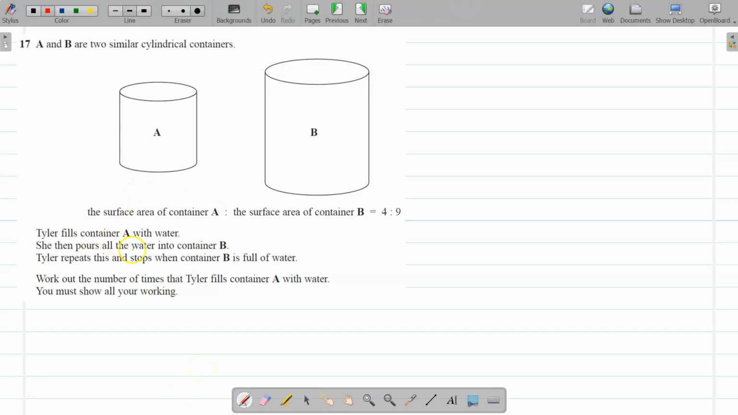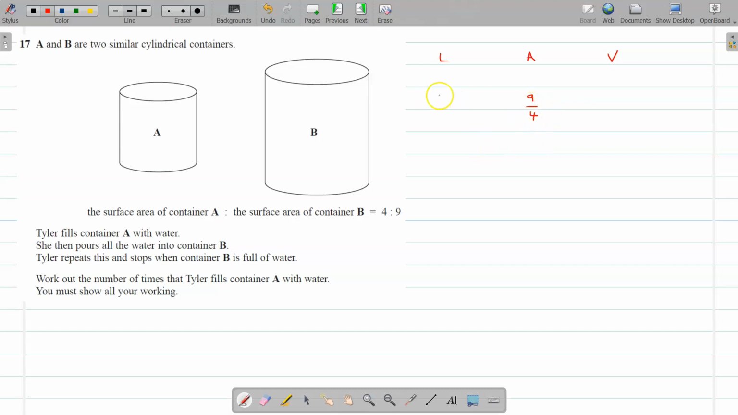Tyler fills container A with water, and then she pours all the water into container B. She repeats it until container B is full of water. How many times does she have to do this? Well, this is about the volume, but we're given the area scale factor. So what we do here is length, area, and volume scale factors. And we're told that the area of B is 9/4 of shape A. So that's what we call the area scale factor.